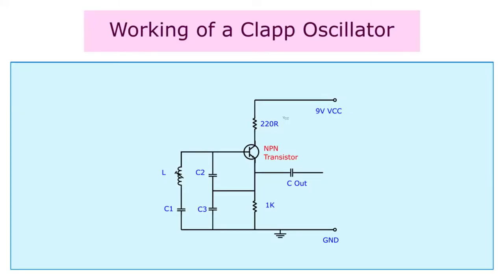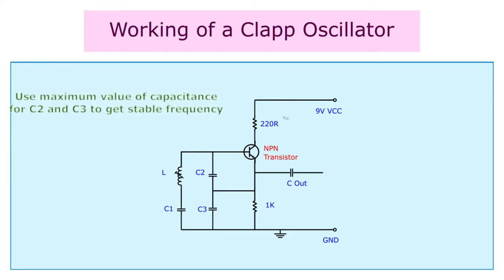Working of a Clapp oscillator. The Clapp oscillator is similar to the Colpitts oscillator except that it has an additional capacitor in the tank circuit. This additional capacitor is connected in series with the inductor. The capacitors C1, C2 and C3 form the voltage divider network that determines the amount of feedback which is given to the input of the transistor.